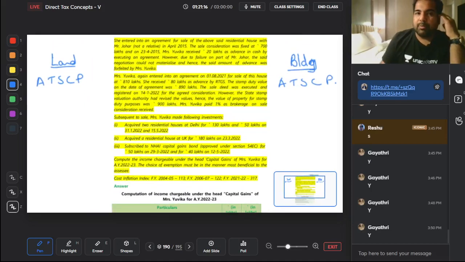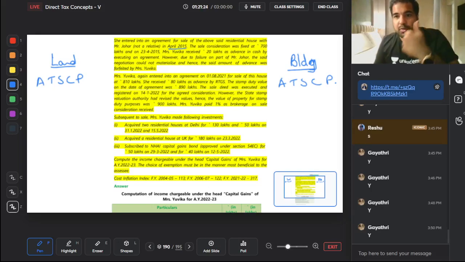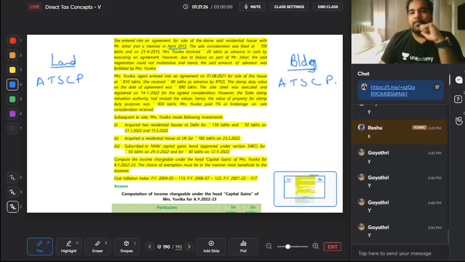She entered into an agreement for sale of the above said residential house with Mr. Johar, not a relative, in April 2015, that is after 1st of April 2014. The sale consideration was fixed at 700 lakhs, that is 7 crores, and on 24th April 2015, Mrs. Yuvika received 20 lakhs as an advance, in cash, by executing an agreement. However, due to failure on the part of Mr. Johar, the said negotiation could not materialize and hence the said amount was forfeited by Mrs. Yuvika. So guys, this amount was forfeited.